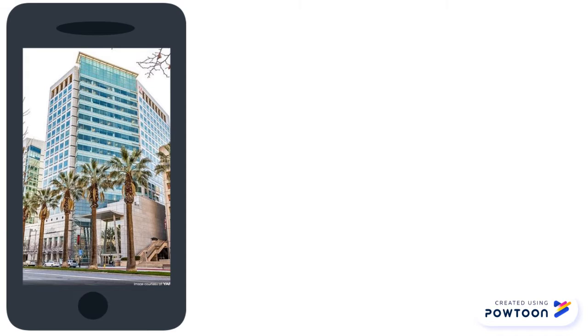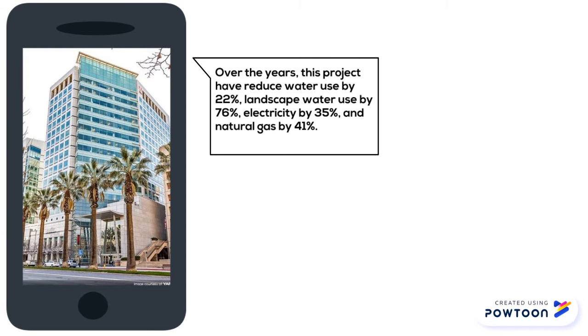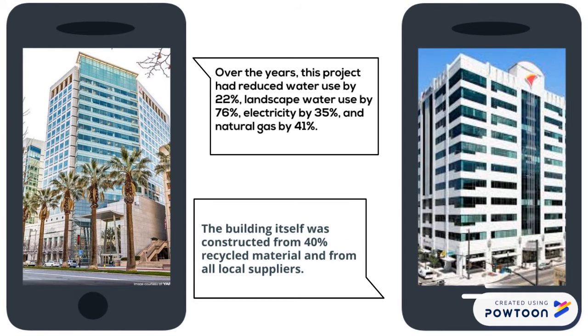Other examples are the Almaden Tower, San Jose, California, which over the years has reduced water use by 22%, landscape water use by 76%, electricity by 35%, and natural gas by 41%. And the Banner Bank Building, Boise, Idaho. This building itself was constructed from 40% recycled material and from all local suppliers.